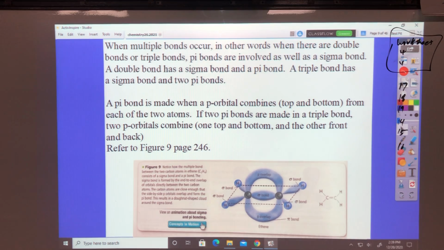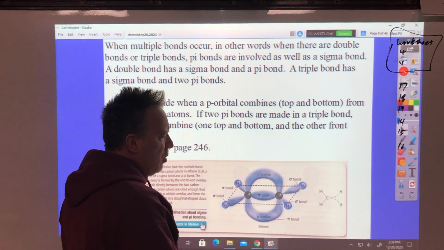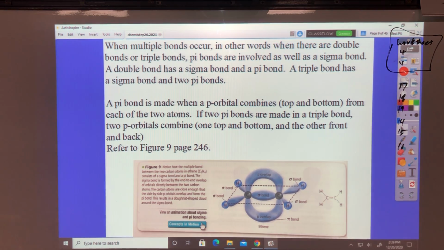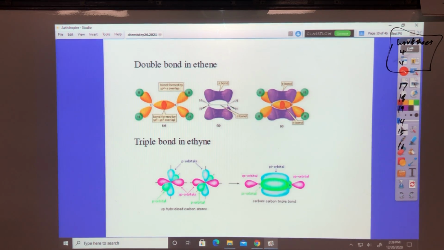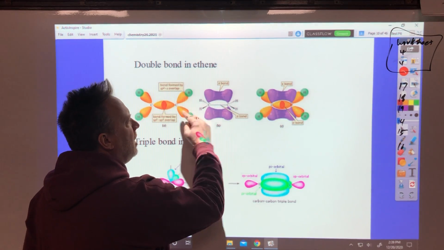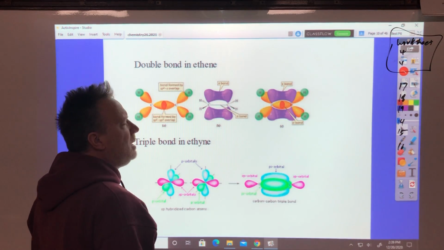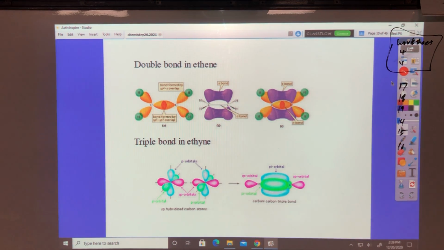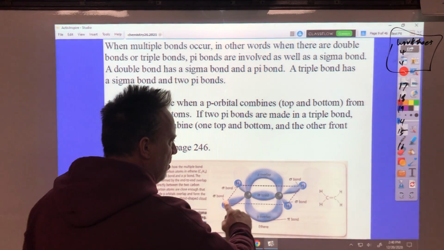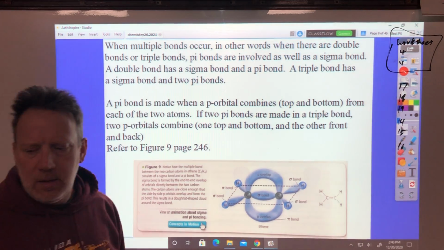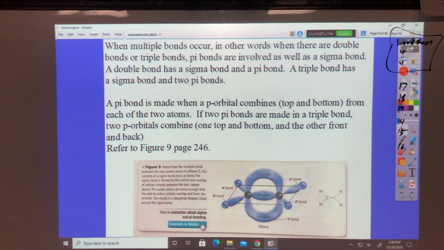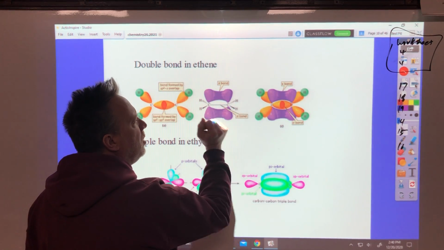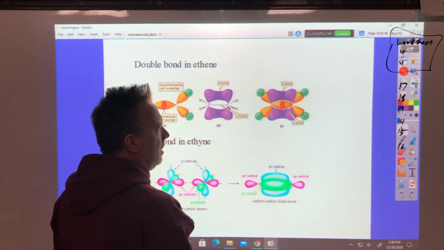It's a single bond. So in a double bond, you have a sigma bond and a pi bond. Let me do this again. In a double bond, here's your ethene again, a sigma bond and a pi bond. I said single bond and a double bond, and I think I meant to say sigma bond and pi bond. Top and bottom is one bond. So showing it here, we have a sigma bond and a pi bond, superimposed on one another.